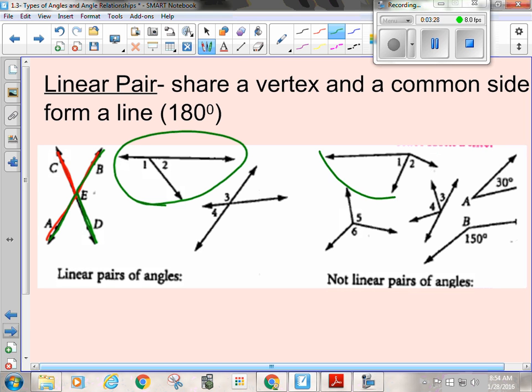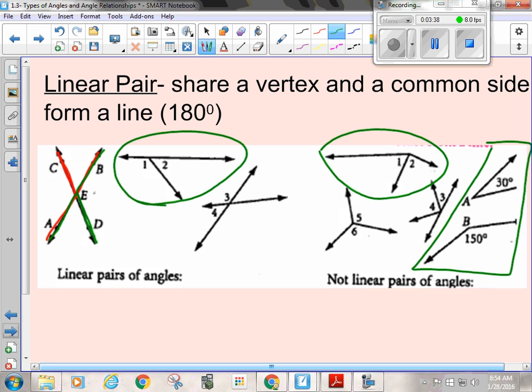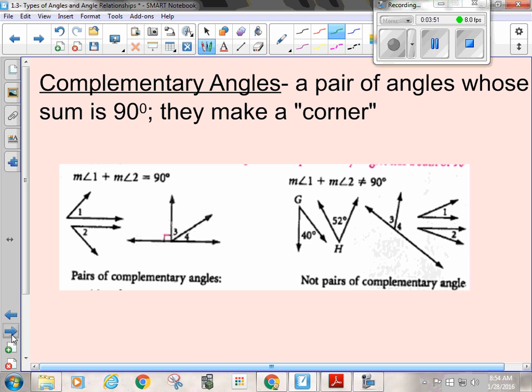So here we have not a linear pair. They share a common side and a vertex, but they don't come to 180 degrees. This one here is a good example. These two are going to be supplementary, which we're going to talk about in 2 slides, because they add up to the 180, but they don't share the vertex and they don't share the common side, so that's what makes them different.